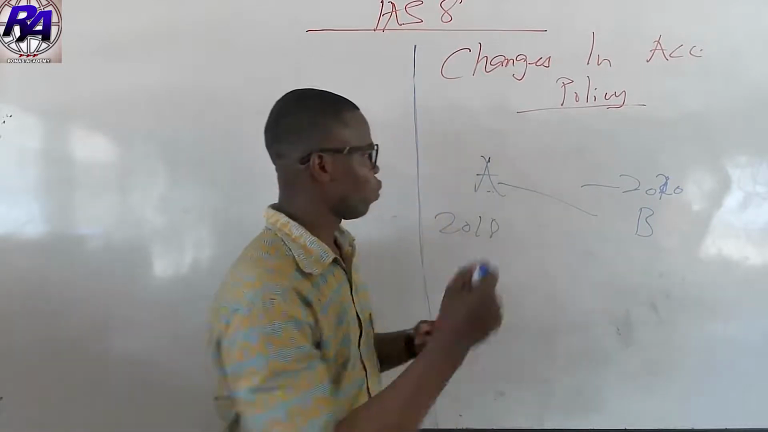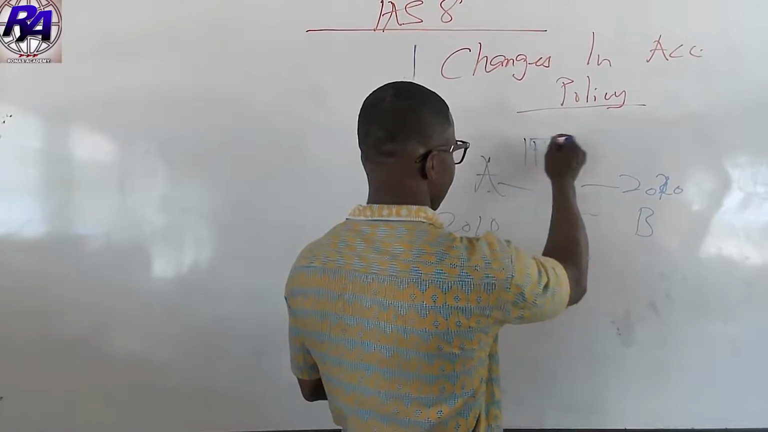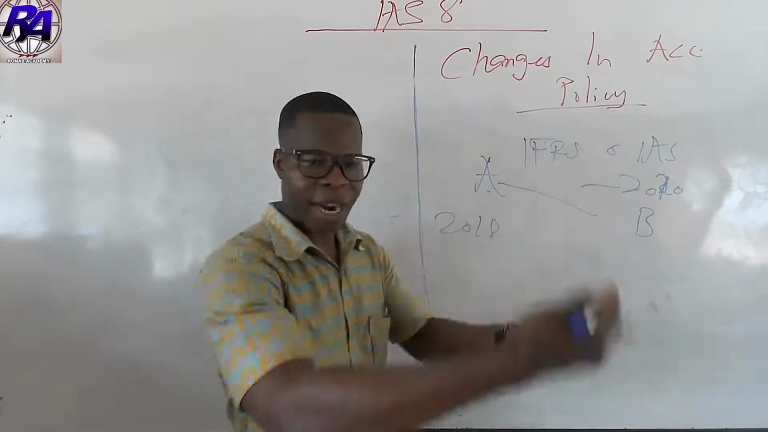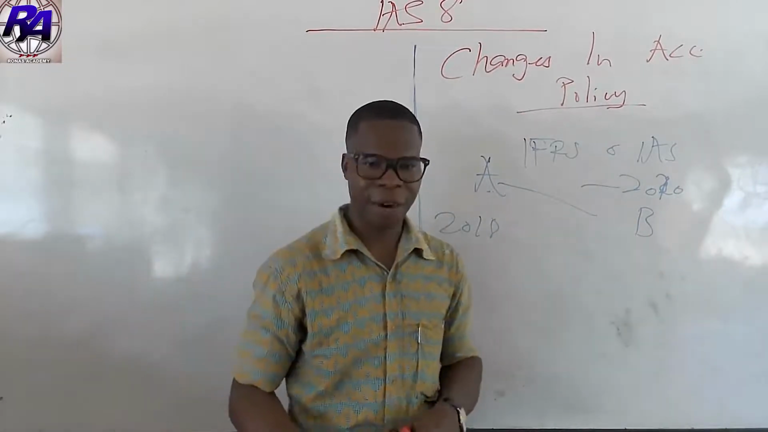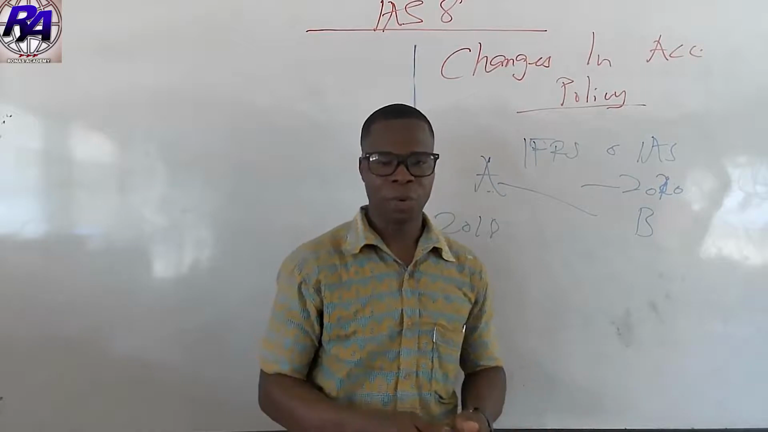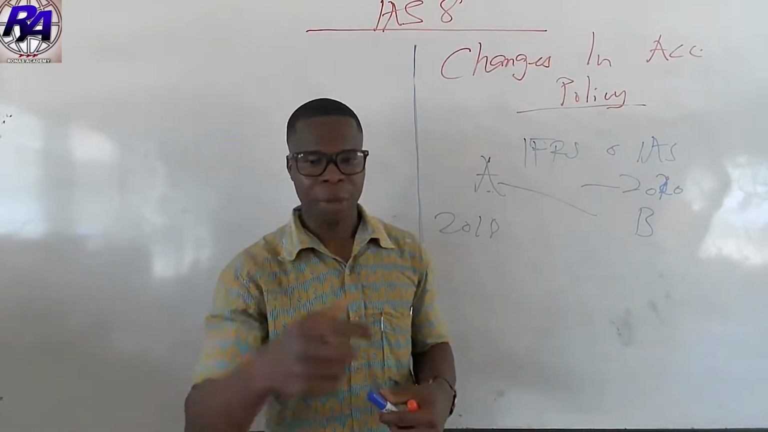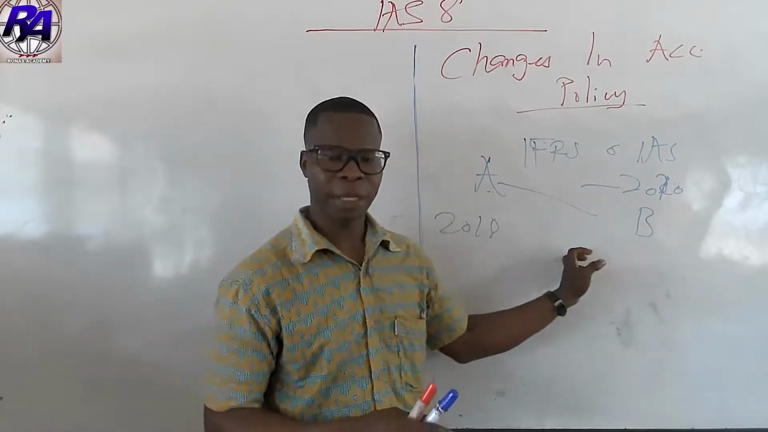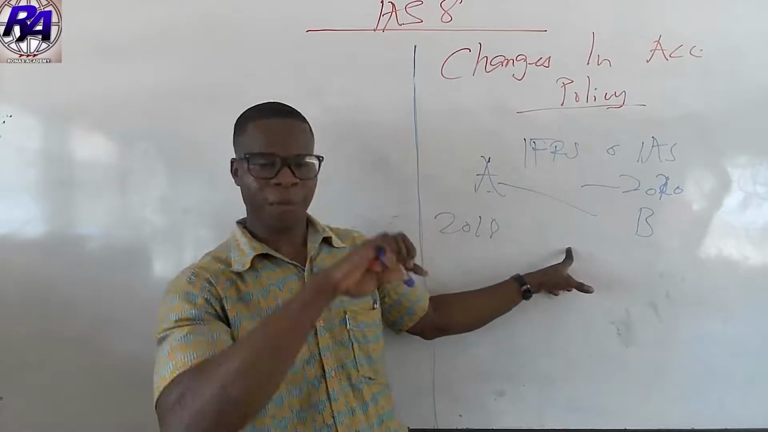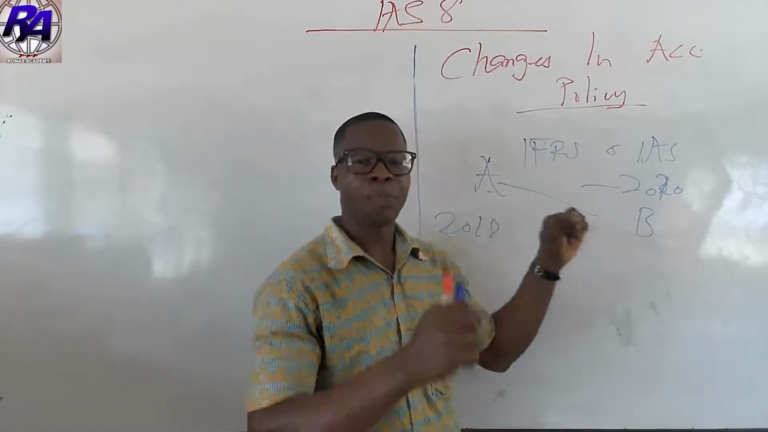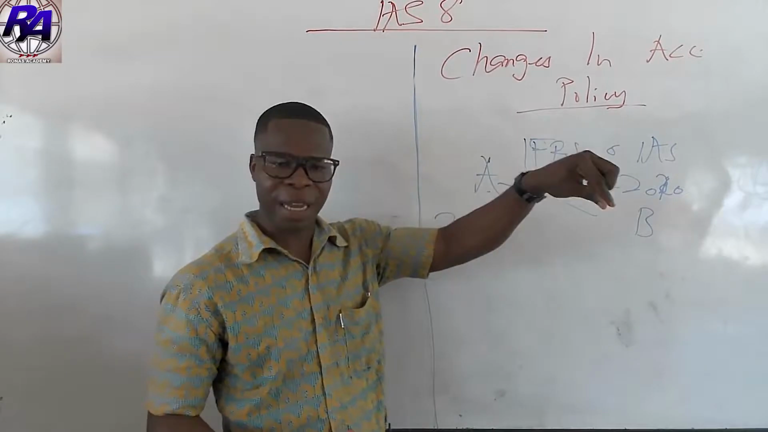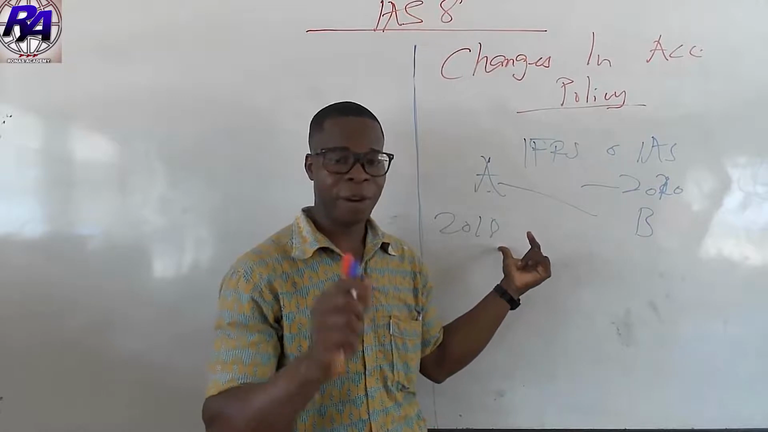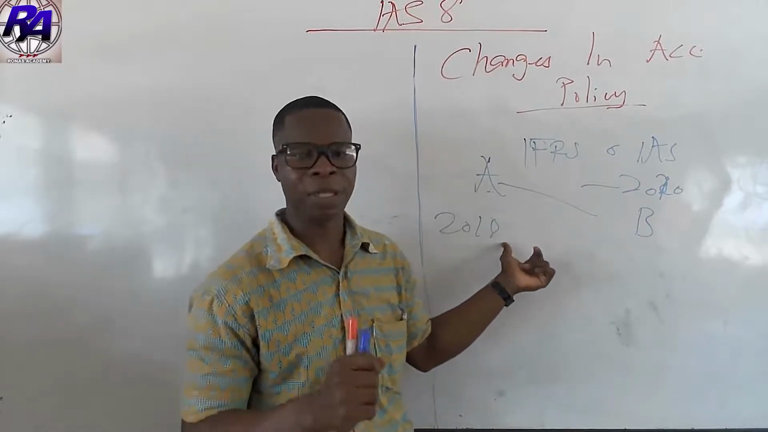So when there is a new IFRS or IAS, or they have revised the previous IAS or IFRS, then we say there is a new accounting policy. The second one is that we can say there is a change in accounting policy if and only if the new policy will present information that is more relevant and more reliable than the previous one. Please don't forget, it's very, very important when it comes to changes in accounting policy.